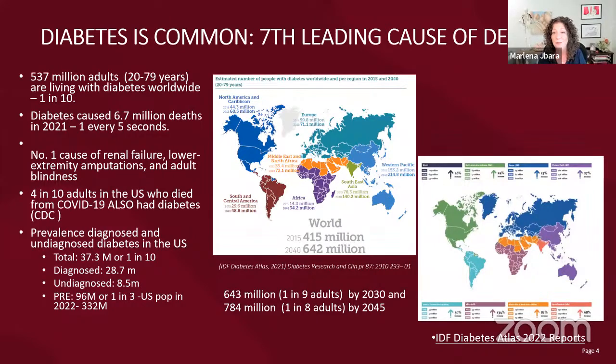I was able to pull up the most recent statistics this week that were just taken from 2022. So I've loaded those up. And there are now 537 million people that have diabetes worldwide. That's 1 in 10 people. So if you're in a room of 10 people, 1 of them has diabetes, and it's killing someone every 5 seconds. They say an amputation occurs somewhere every 30 seconds.